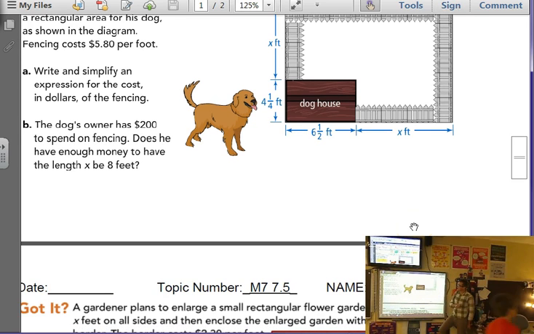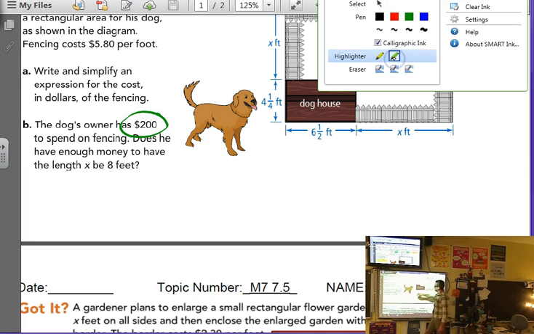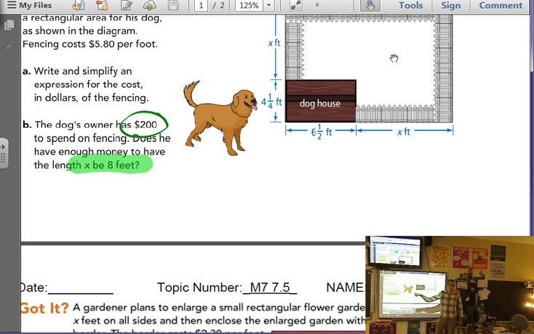The dog's owner has $200 to spend on fencing. Does he have enough money for the length of x to be 8? Now, here's the deal. I could solve this two different ways. Right now, we don't know how to solve it using the $200. We know how to solve it if I make my x 8. So we're going to use x as 8 by doing what? What's that technique when I plug something in for something else? Starts with an S.